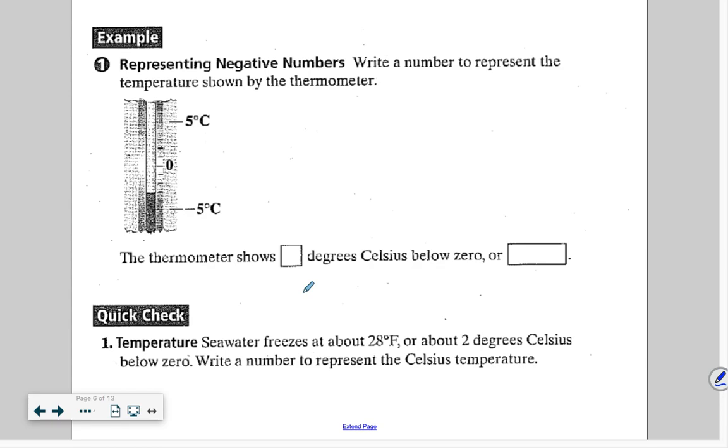This part is not in your notes. I need you to help me answer these questions on the smartboard, please. Write a number to represent the temperature shown by the thermometer. What should be the number that I look at to help me figure out what's going on? Where should I center my attention to begin with? 0. Why? Because that's the starting point of all number lines, right? Now I'm either going above 0 or below 0.